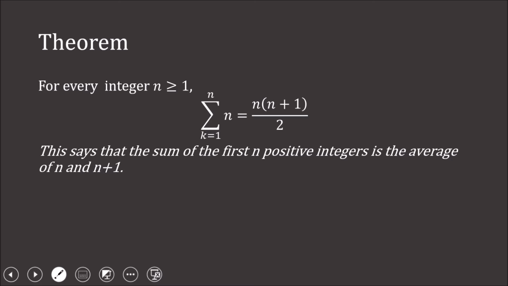So we're now going to go ahead and prove that for every integer n greater than or equal to 1, the summation from k equals 1 to n of k is n times n plus 1 over 2. What this is saying is that the sum of the first n positive integers is the average of n and n plus 1.